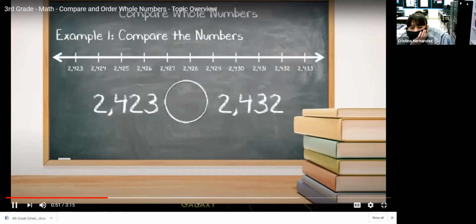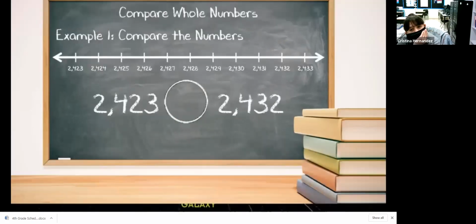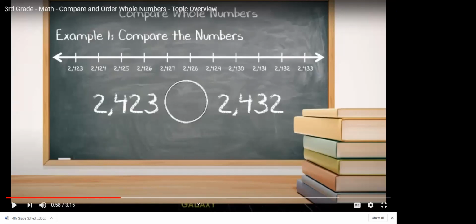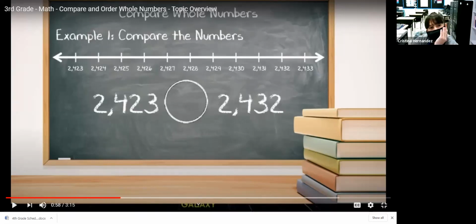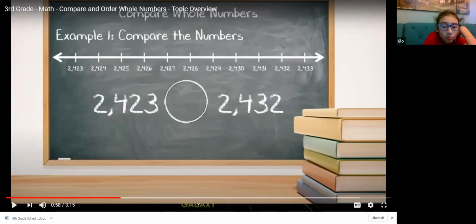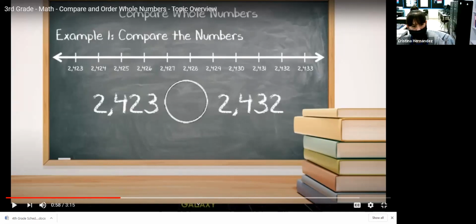We want to compare 2,423 and 2,432. Ooh, who thinks they know which one the alligator is going to eat? Adrian, hold on. Is the alligator going to eat this number on the left or the one on the right? Jacob, you know? It's going to eat 2,432. Bingo! I would give you a candy if we were in classroom. But we're not. Let's think about the number line.